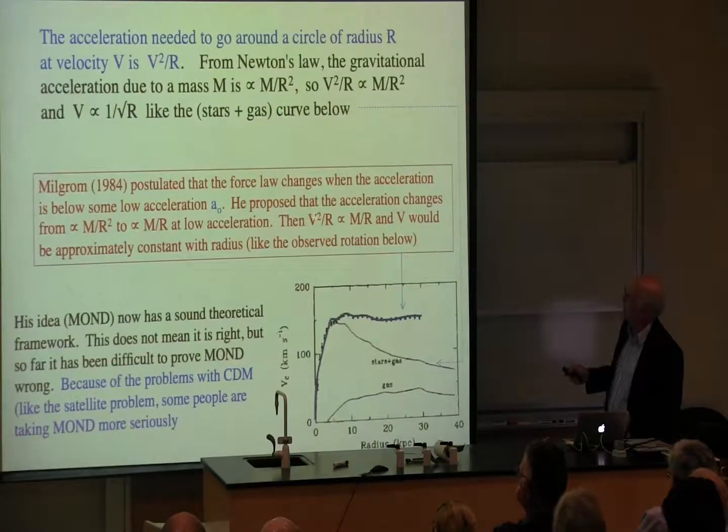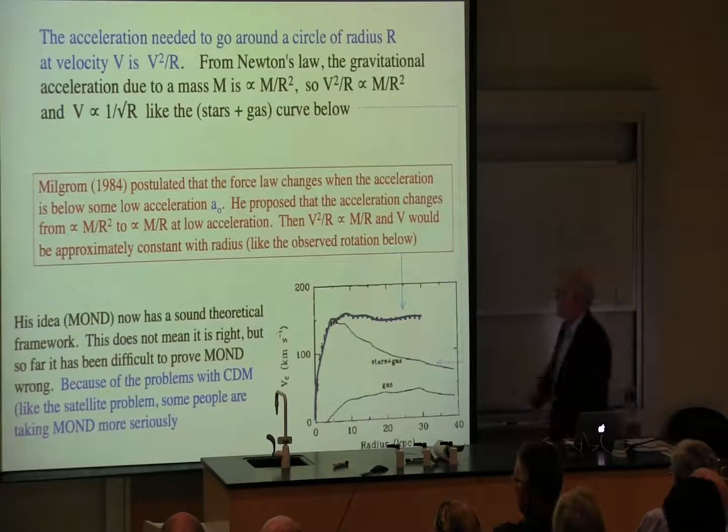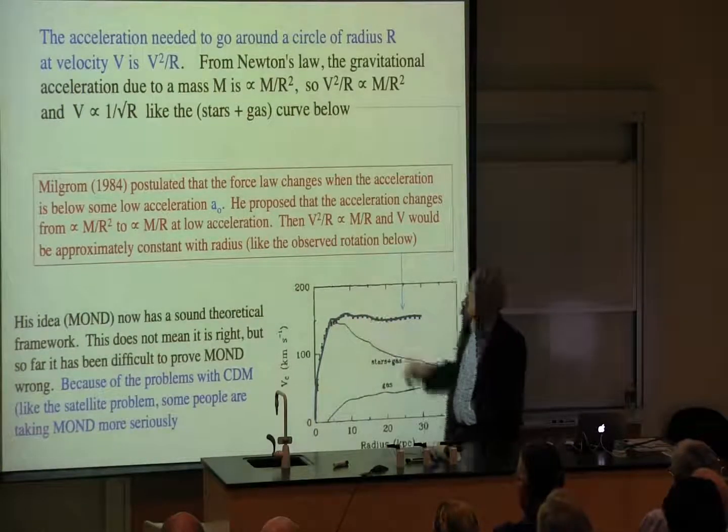Well, I'll do the same algebra. v squared over r is the acceleration, the force is now m over r, and then you can see you just cancel out the r's and v is constant. So v would be approximately constant with radius, like we're seeing here.